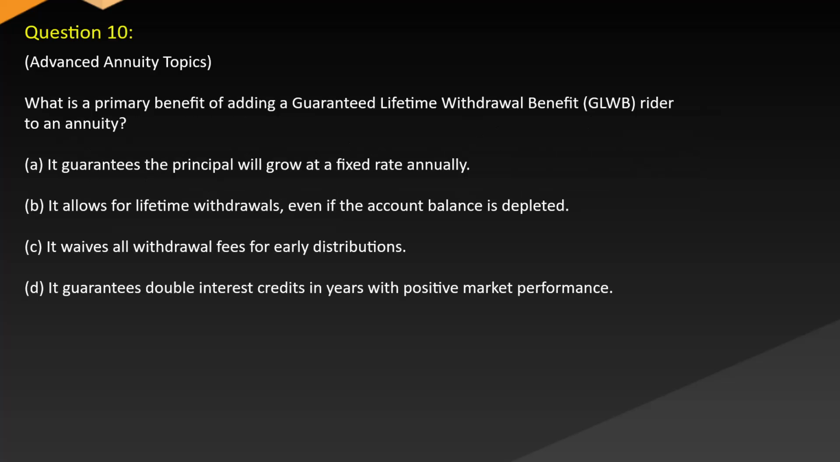Question 10. Advanced annuity topics. What is a primary benefit of adding a guaranteed lifetime withdrawal benefit rider to an annuity? A. It guarantees the principal will grow at a fixed rate annually. B. It allows for lifetime withdrawals even if the account balance is depleted. C. It waives all withdrawal fees for early distributions. D. It guarantees double interest credits in years with positive market performance.